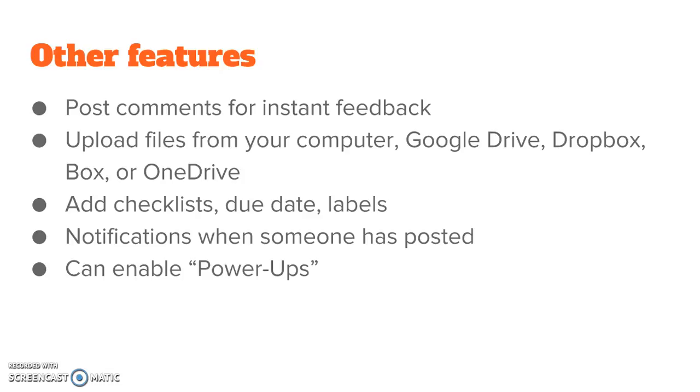You also can enable this thing called power-ups. Power-ups are features that you can choose to use, but turn off if you're not using them. An example that Trello has on their website is voting. So if you wanted to vote on a certain issue, you can do that. But if you don't think you're going to use that feature, then you don't have to use it. This just ensures that people don't get overwhelmed with features they may not use.